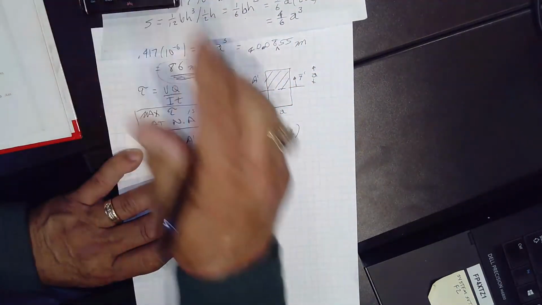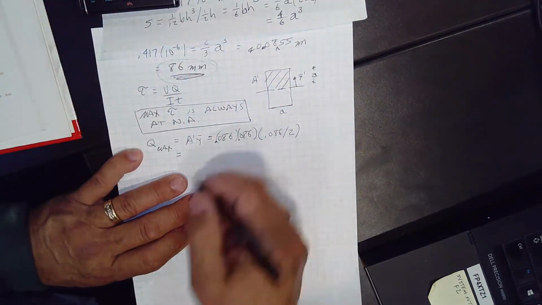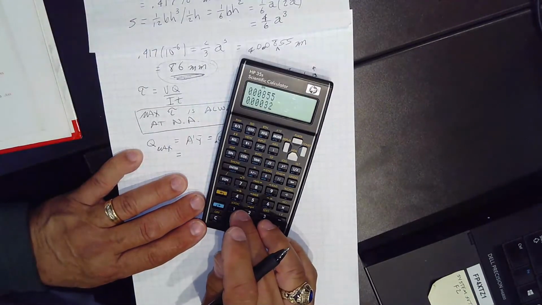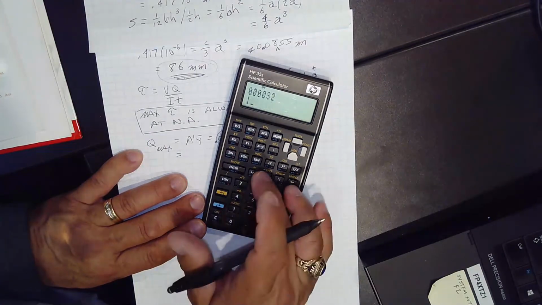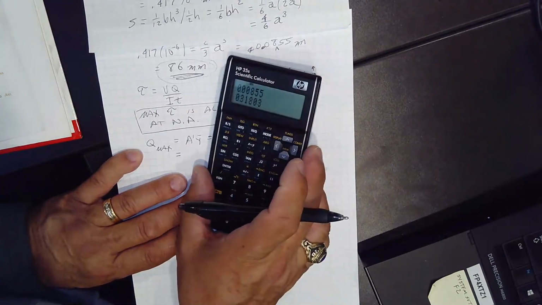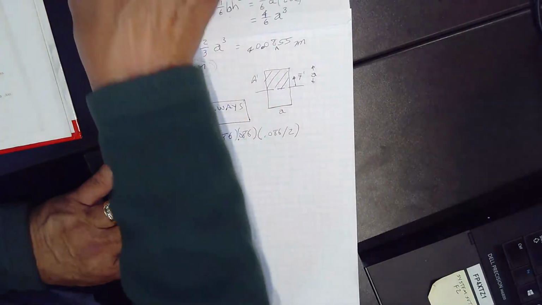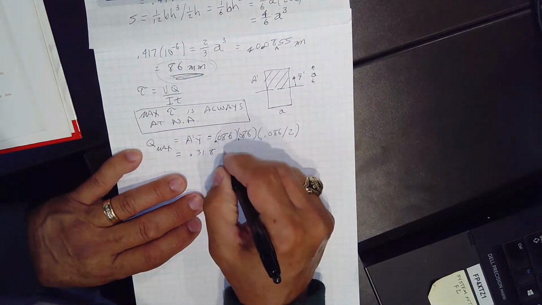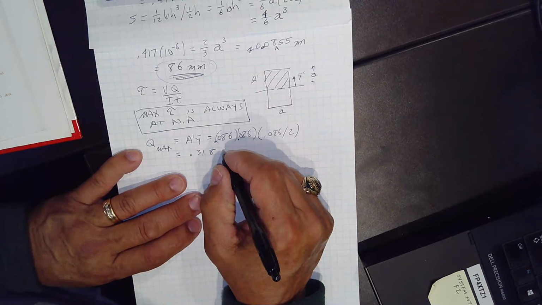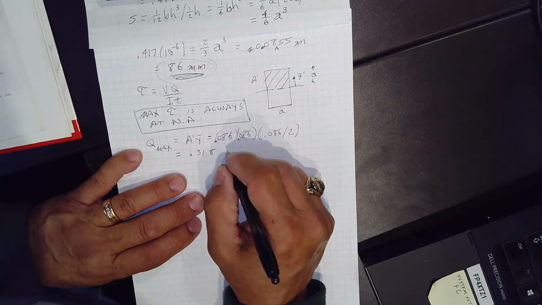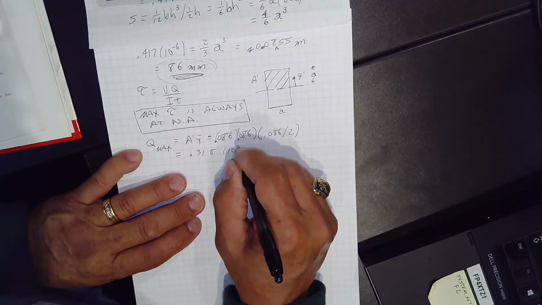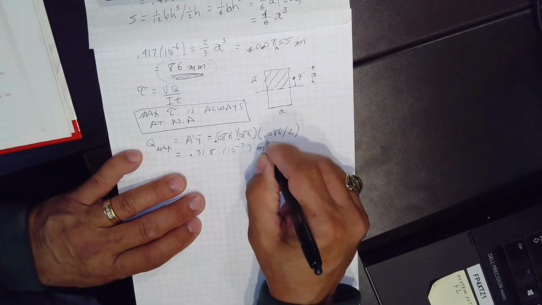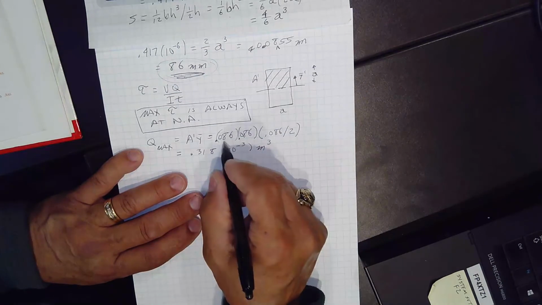0.00032. Here, let's multiply times 10 to the 3rd. There we go. 0.318 times 10 to the minus 3rd, right? And that's meters cubed. Remember, we converted to meters here.